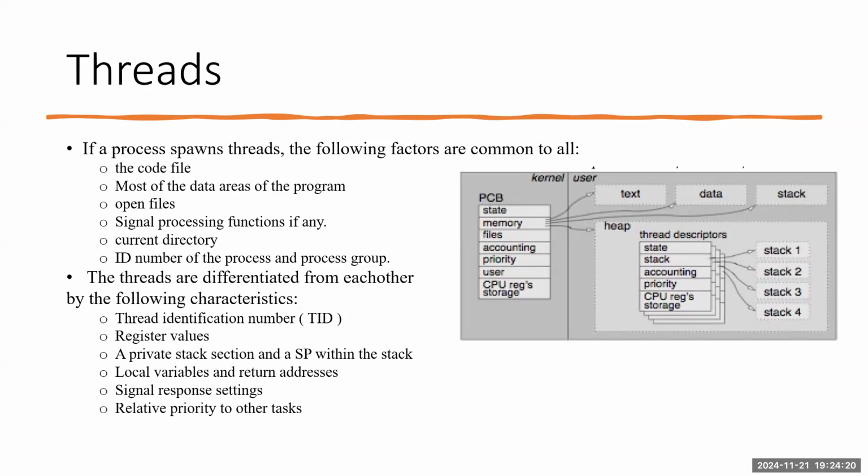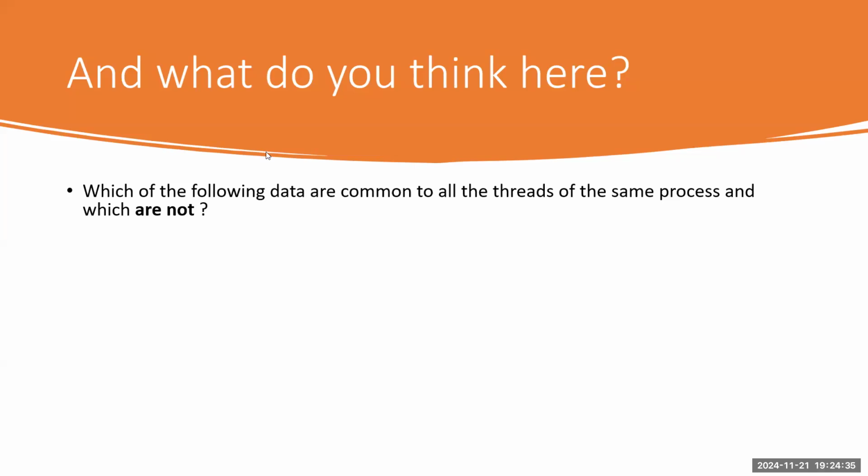Now, when I create a thread, what do I do? I divide my heap up into all these different parts. Obviously, I'm not going to do this all myself as a programmer. I'm going to use library functions that help me. And what do you think here? Which of the following data are common to all threads of the same process in which I am now?